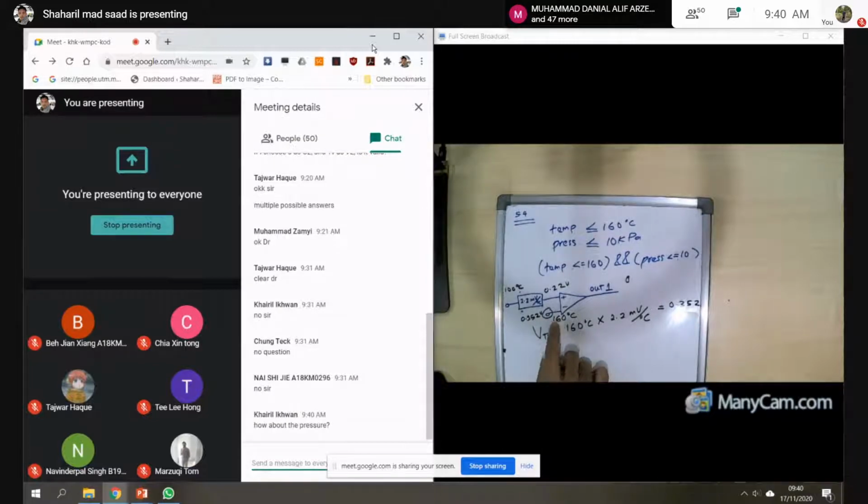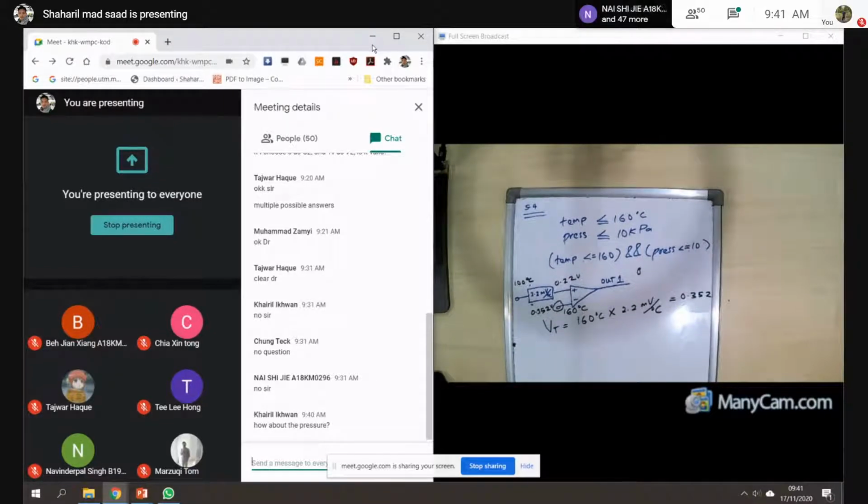However, in the real application, how are we going to put degrees into the LM324, which is the circuit? So we need to put some voltage here. Right. How about the pressure? You have another one, right? Another comparator. So this one will be the pressure.